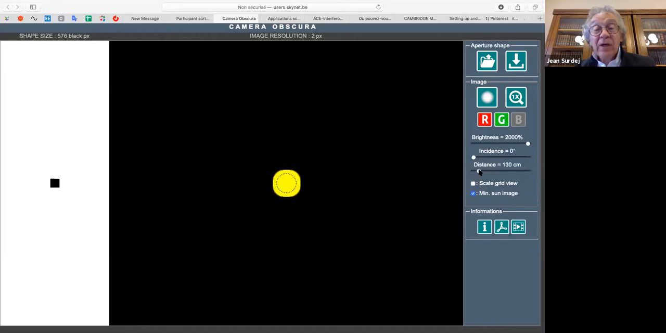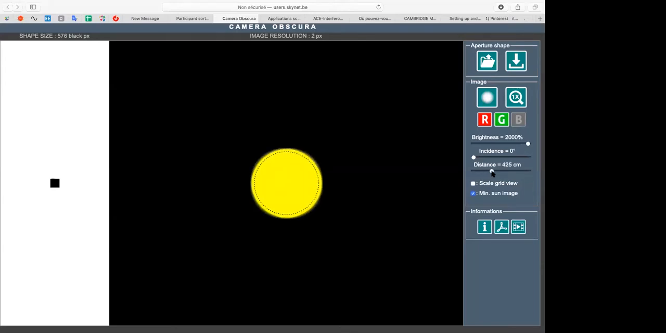Now you see, I'm just increasing the distance. Now I'm at 1 meter 30, and we see that this is a convolution of the square by the sun. The real image of the sun in this case would be the dotted points that you see here. Now I'm still increasing, and you see more and more that the image looks like the real image of the sun.